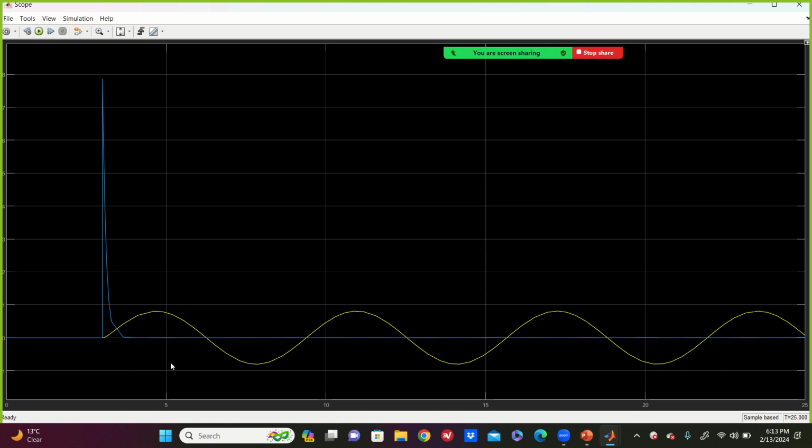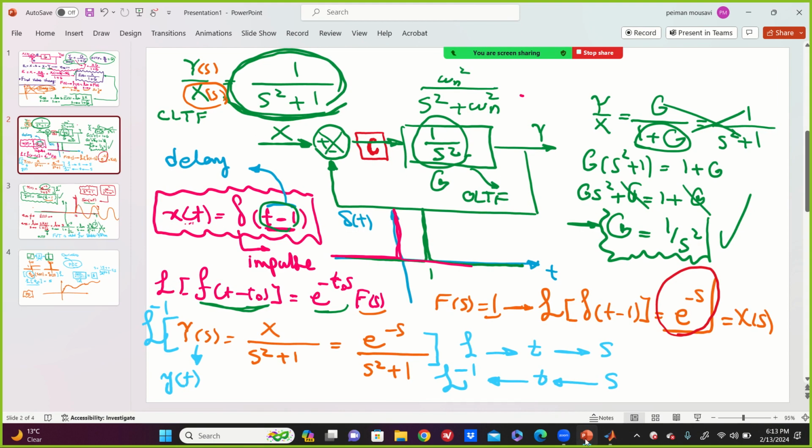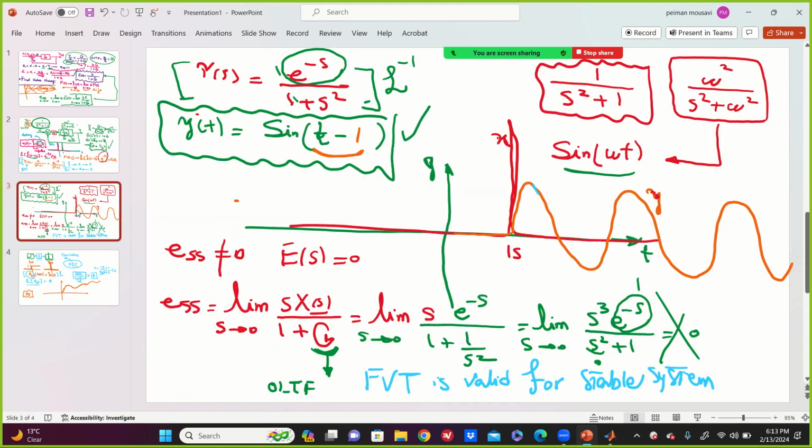The blue is the input, the desirable input, and the yellow is the output. And we derived by mathematics, there we go, sine t. Here was 3, that's right. You have 1 to 3. Exactly, we derived it together by Laplace and inverse Laplace. You got it, everyone? Yes?